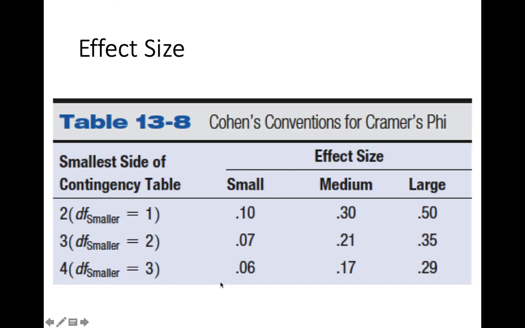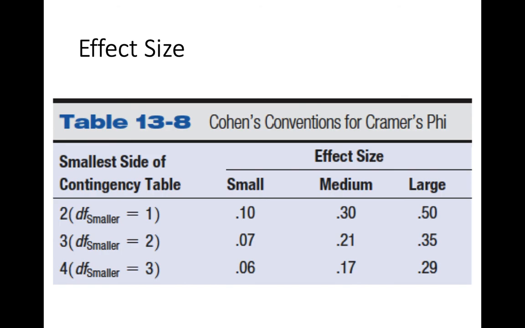We can interpret that effect size as being a medium effect. So here's our conventions for our Cramer's phi. Degrees of freedom for the smaller side of the contingency table was 1. So that's a medium-sized relationship. So we can say that there appears to be a medium association there, but based on an alpha level of 0.01, we would be forced to say that is a non-significant relationship. If we use an alpha level of 0.05, we would say that there is a statistically significant relationship there.